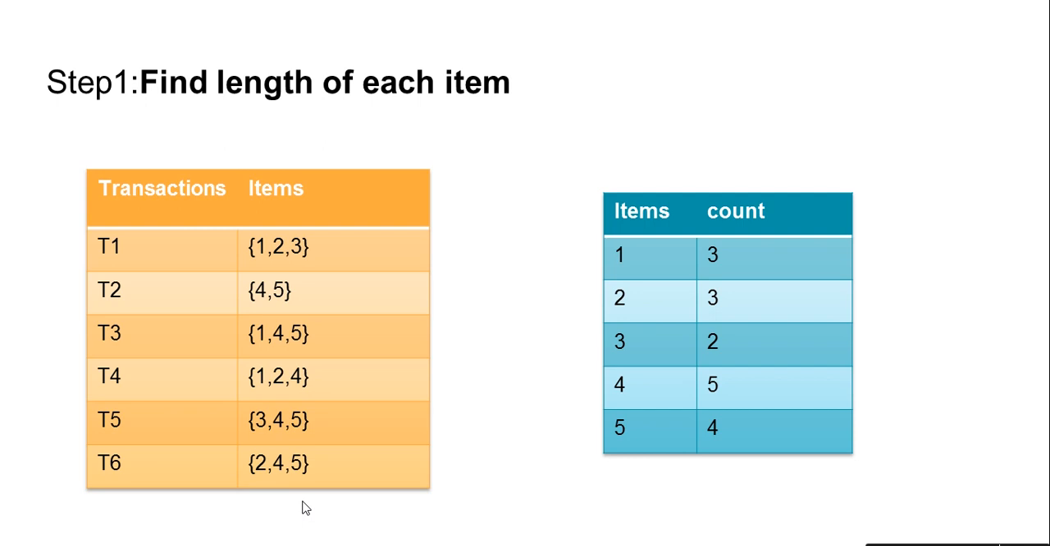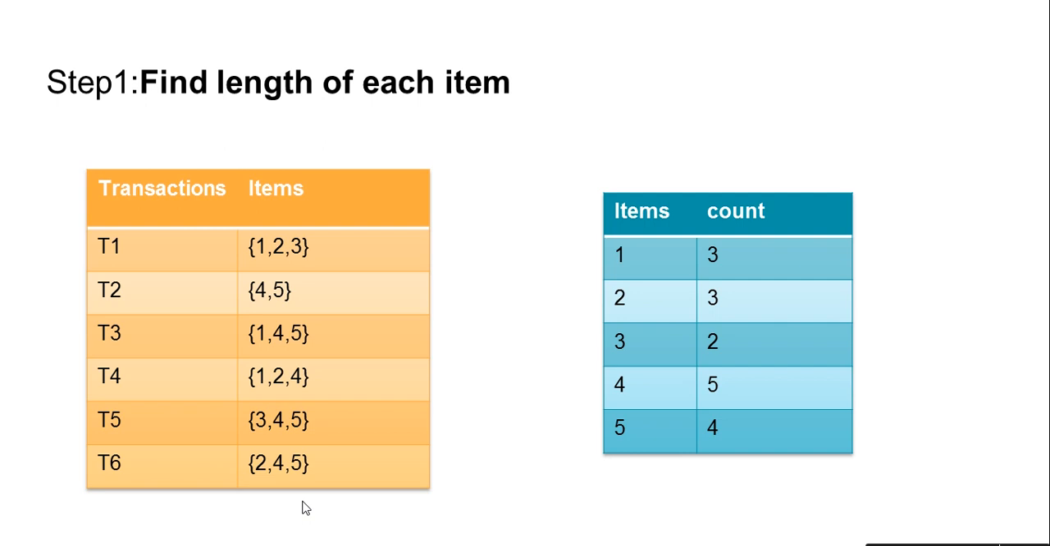Now let me tell you, sometimes instead of giving numbers, they may also give you nominal attributes like bread, butter, jam. They may also give you alphabets like A, B, C, D. Those are nothing but representing the items brought in a transaction. In any case, you have to solve it in the same way. First, find out the count of every item.